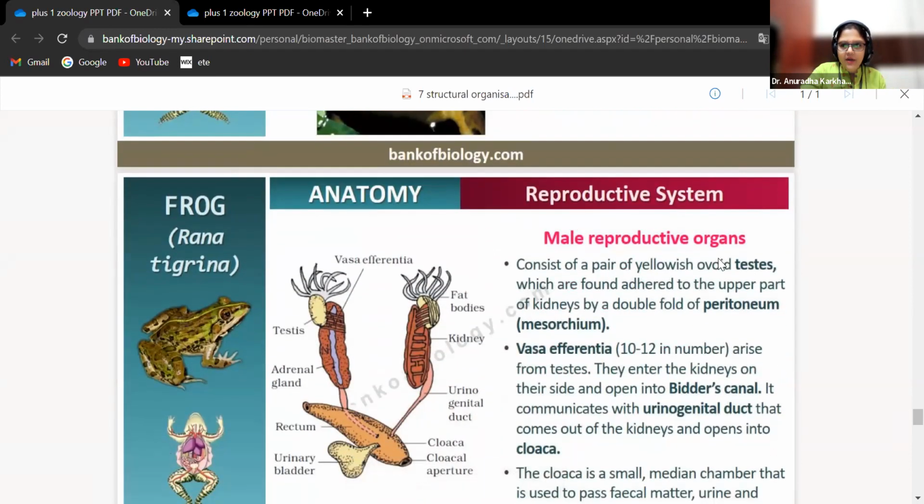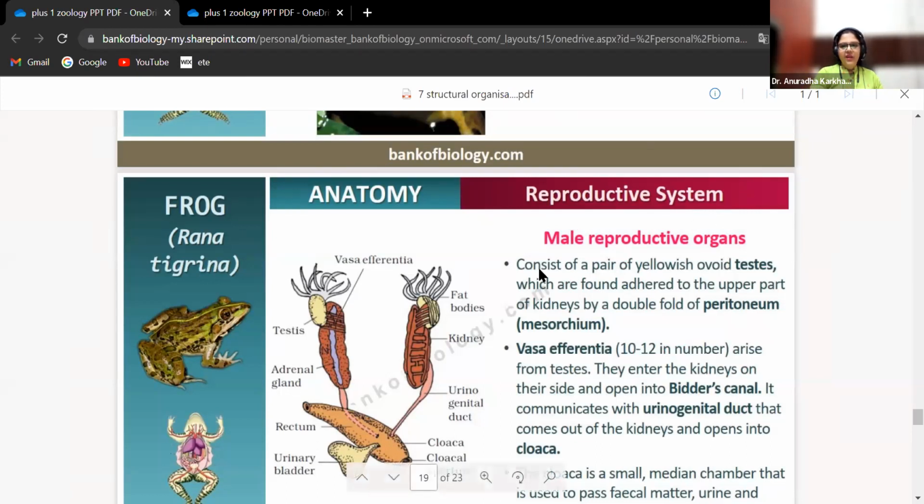Then we come to the reproductive system. I wanted to, Rebecca. I wanted to, but somehow, the time was not permitting. So let us go ahead with the reproductive system of the frog.